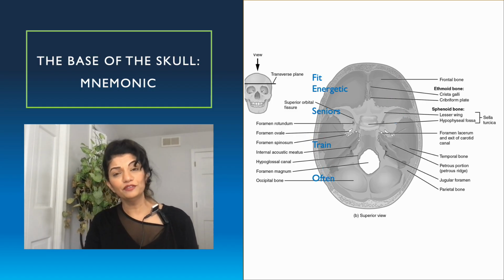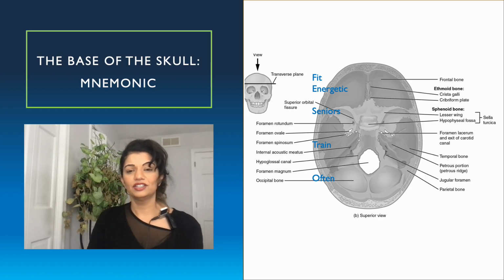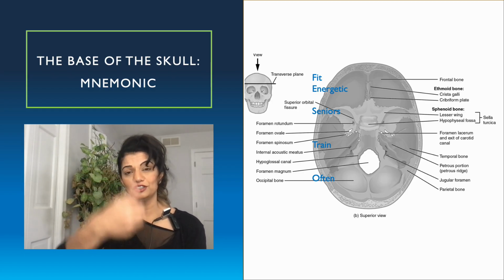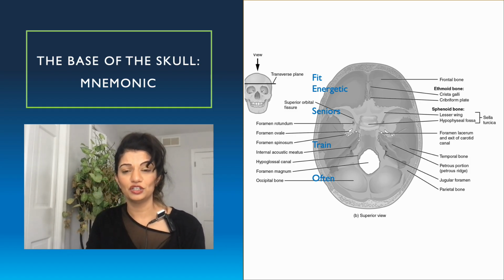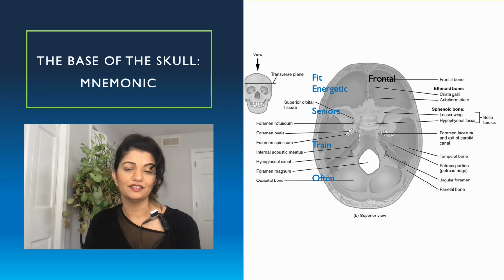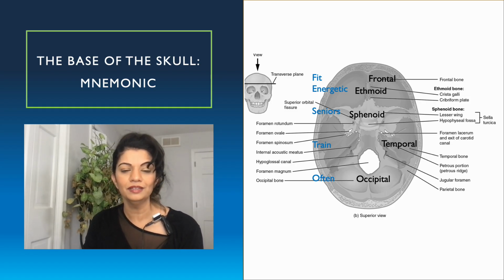A quick mnemonic for you here. It's fit, energetic, seniors, train often. Starting from the anterior to the posterior, you can see that each letter of the word corresponds to a bone. So we've got fit is frontal bone, energetic is going to be for the ethmoid bone, and then seniors is your sphenoid bone, train is temporal, and then often is occipital. So just a quick little mnemonic for you.